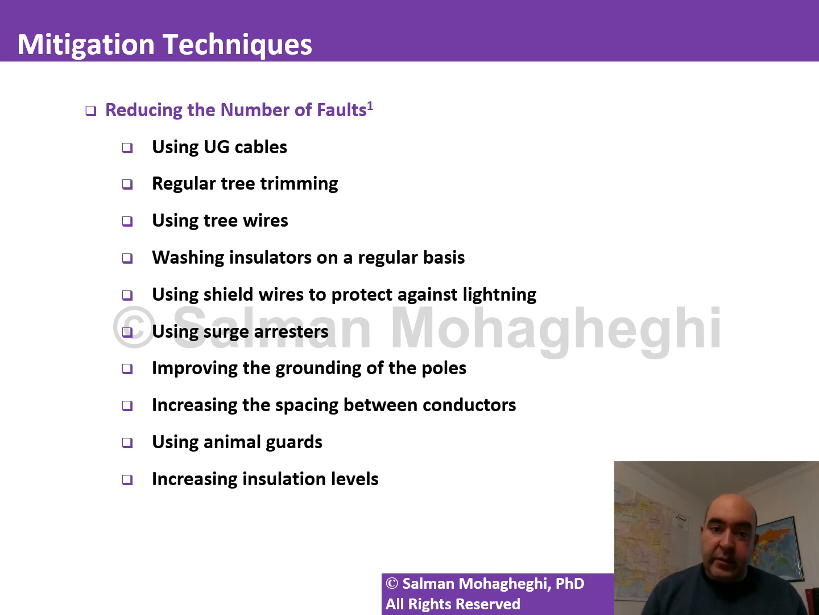Again, in areas which are forested with a lot of animals, using animal guards is one thing that can help prevent animals climbing up the poles and getting close to the conductors. Or, for example, having sharp metals on top of the poles to prevent birds nesting or sitting on the pole. So these are some of the things we can do. And of course, finally, you can increase the insulation levels to make it a little bit more conservative. And this, again, helps reduce the number of short circuits.